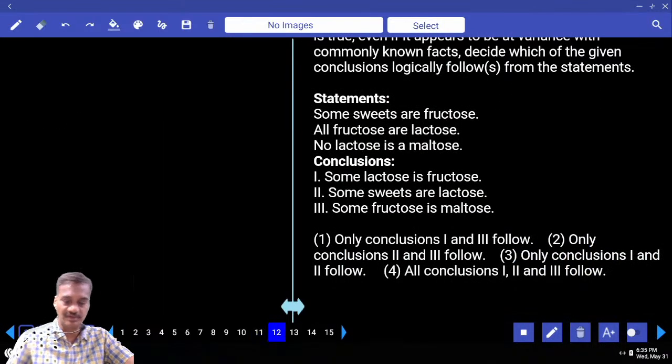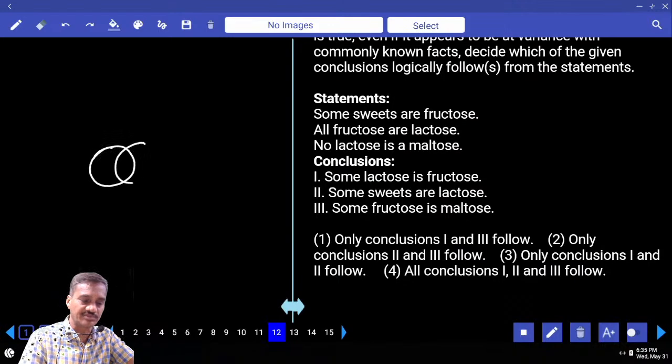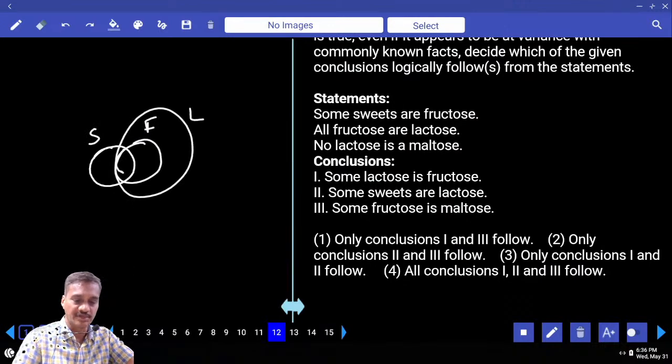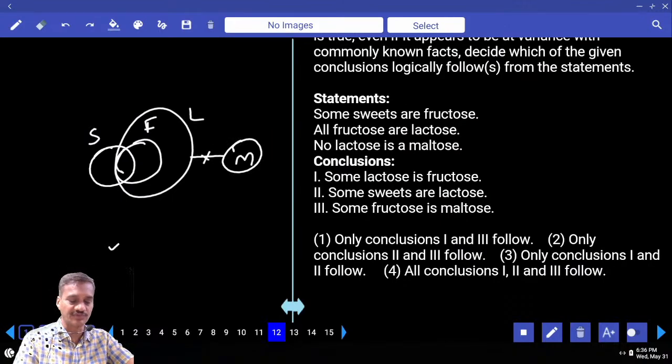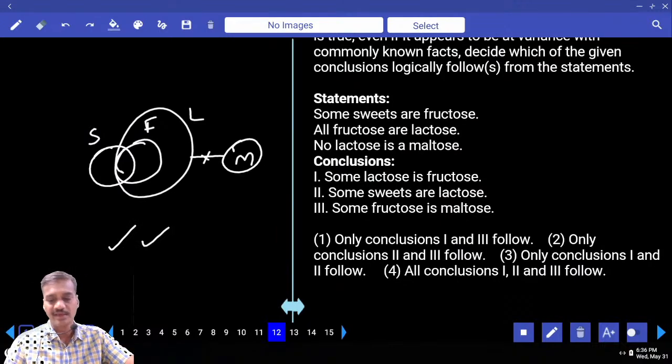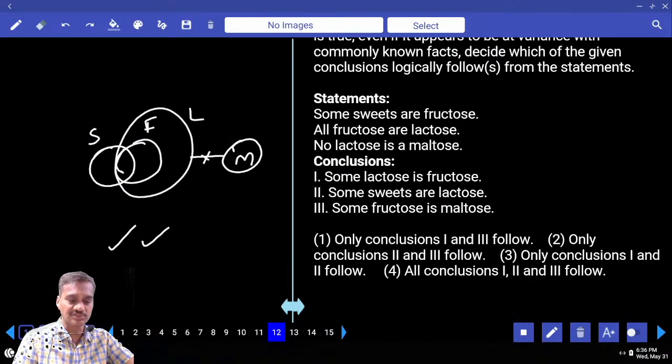Now in this question 12, some sweets are fructose, which can be written like this: sweet and fructose. And all fructose are lactose. And no lactose is maltose. First one, some lactose is fructose, definitely true. Some sweets are lactose, that's also true. And some fructose is maltose, which is false.